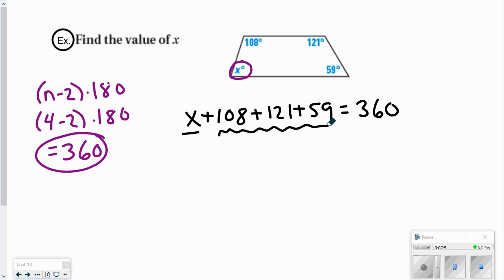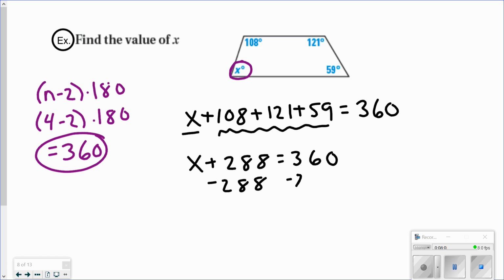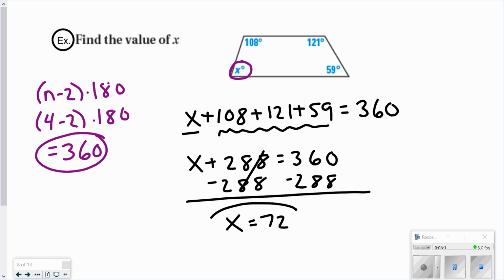So let's add these up. When you do so, we get x plus 288 is equal to 360. Subtract 288 from each side. Subtract 288. And we get that x is equal to 72.